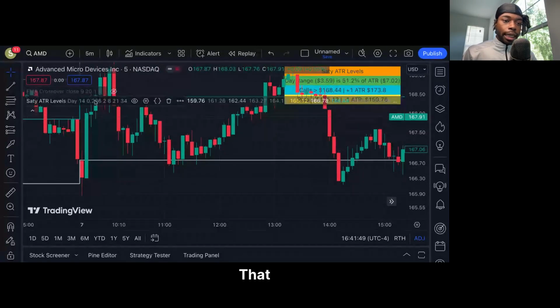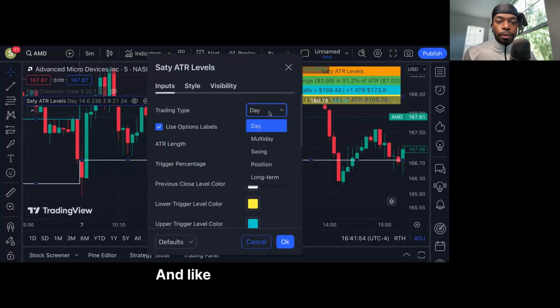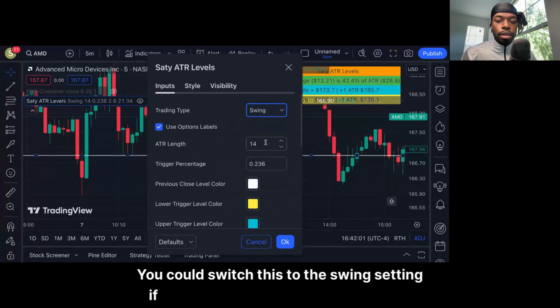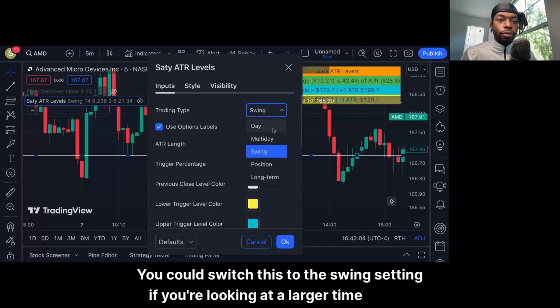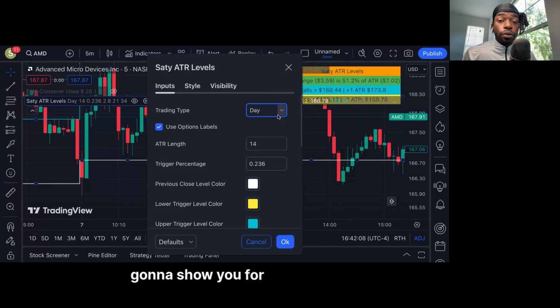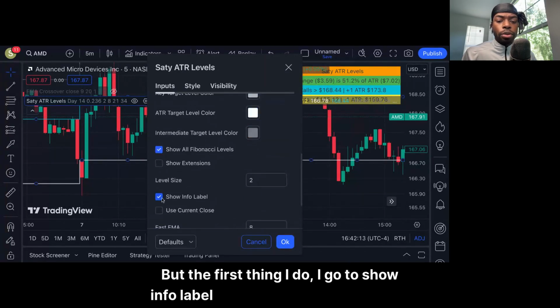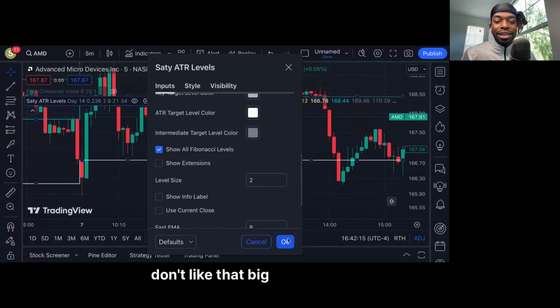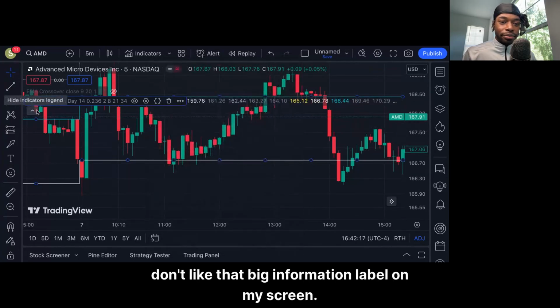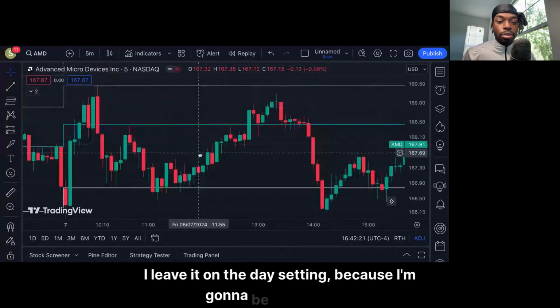So that is that. What I like to do, I'm going to go to settings. And like I said, I'm on the day setting because I'm day trading. You could switch this to the swing setting if you're looking at a larger time frame, like the daily time frame, 2-hour time frame, weekly time frame, because it's going to show you for the period of the month how volatile it is. But the first thing I do, I go to show info label, and I take that off because I don't like that big information label on my screen. So that's the only thing that I change on this. I don't change anything else. I leave it on the day setting because I'm going to be day trading.